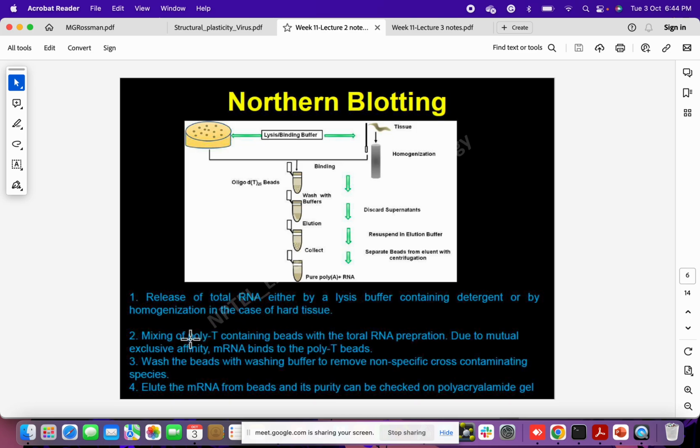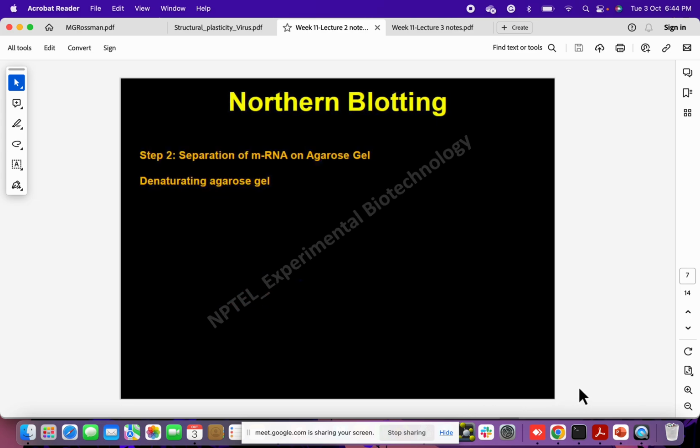Release of total RNA either by a lysis buffer containing detergent or by homogenization in the case of hard tissues. Mixing of poly T containing beads with a total RNA preparation. Due to mutually exclusive affinity, mRNA binds to the poly T beads. Wash the beads with washing buffer to remove non-specific cross-contamination species. Elute the mRNA from the beads, and its purity can be checked on a polyacrylamide gel.